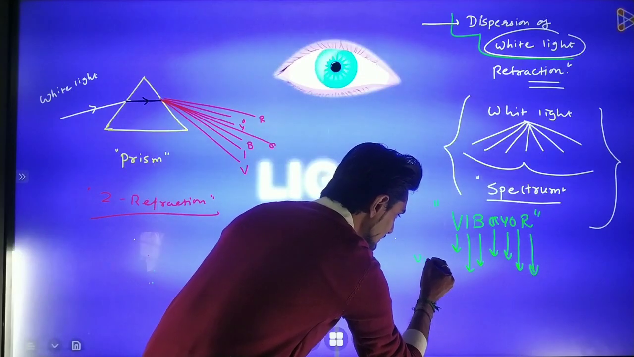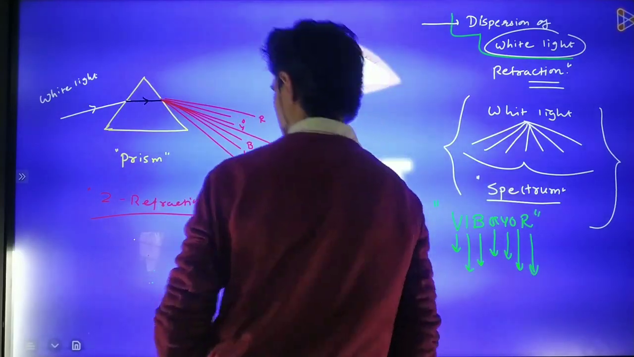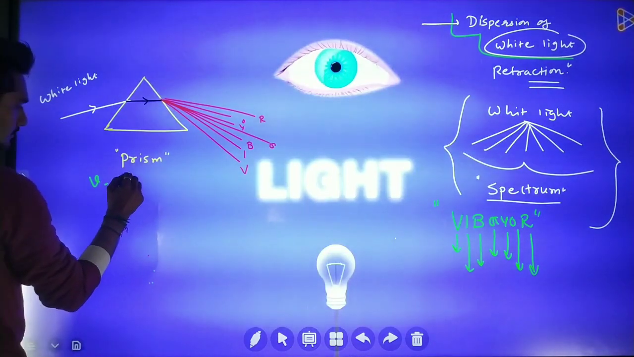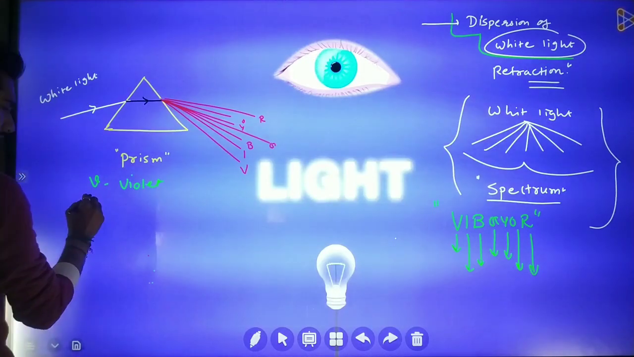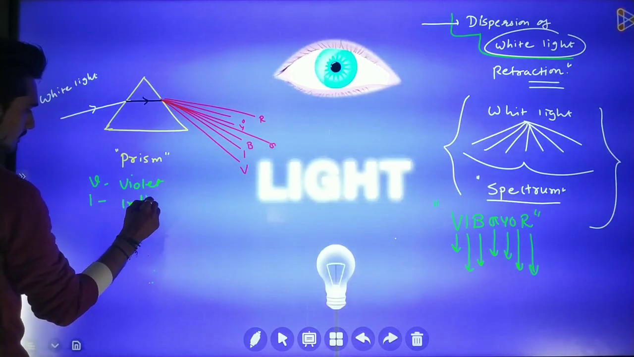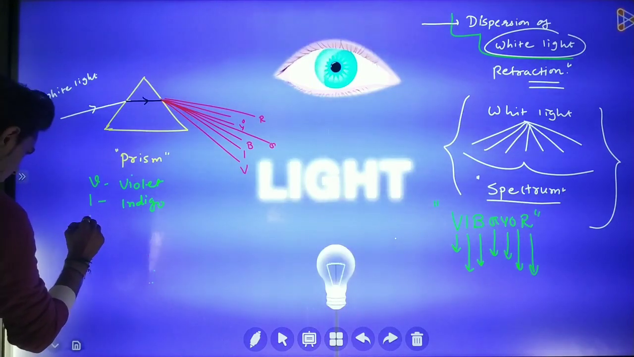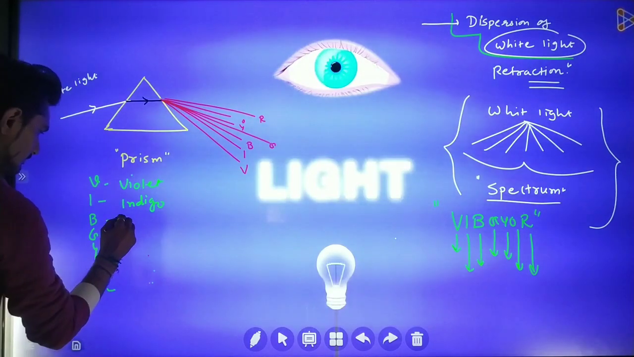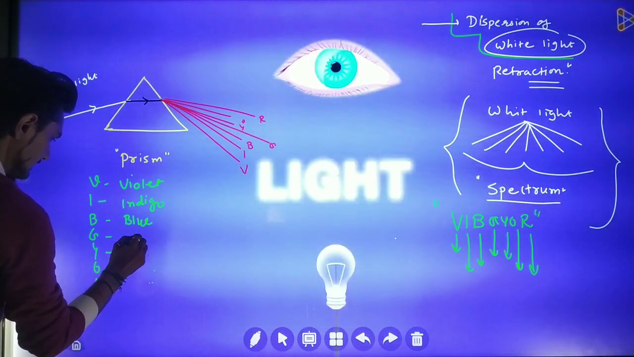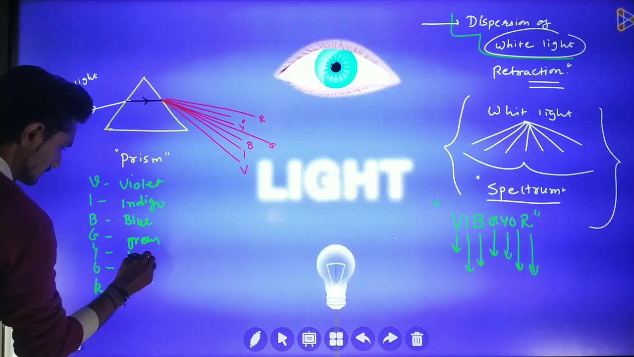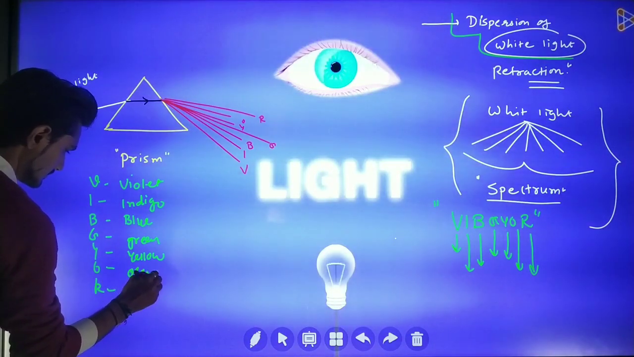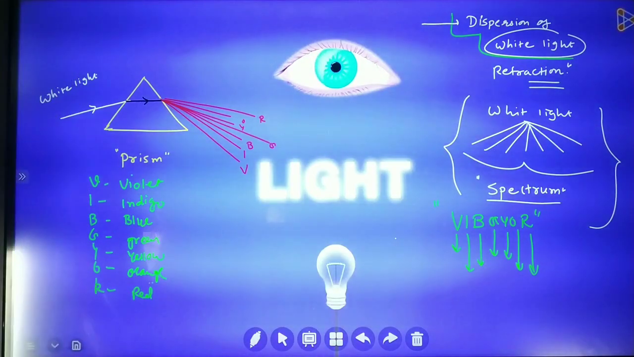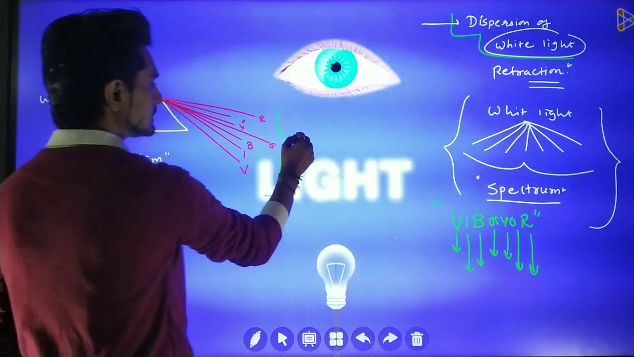I will write all the colors here: violet, indigo, blue, green, yellow, orange, and red. These are called VIBGYOR. So basically this is called the spectrum.